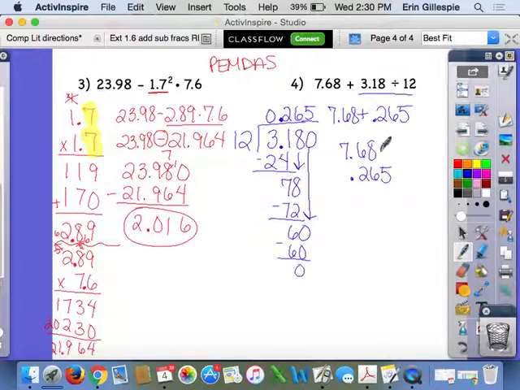I don't have a number here, so I can fill in a 0. I don't have a number here. This can also be filled in with a 0. And then we add. Bring those decimals down, and you get 7 and 945 thousandths.